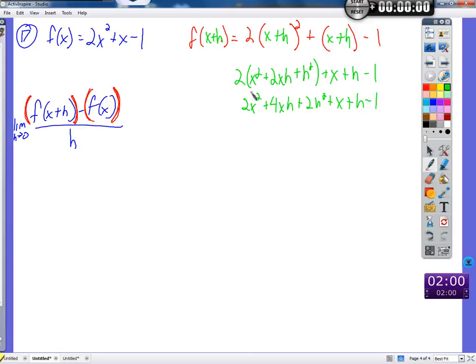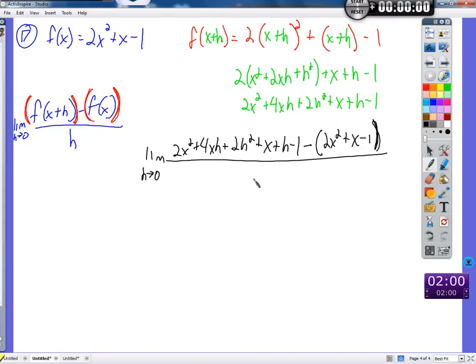What is this? f of x plus h. That's all we have so far. The limit as h approaches 0 of f of x plus h, 2x squared plus 4xh plus 2h squared plus x plus h minus 1. That's f of x plus h. And then you can subtract 2x squared plus x minus 1, and then divide that by h. And then you distribute the negative.